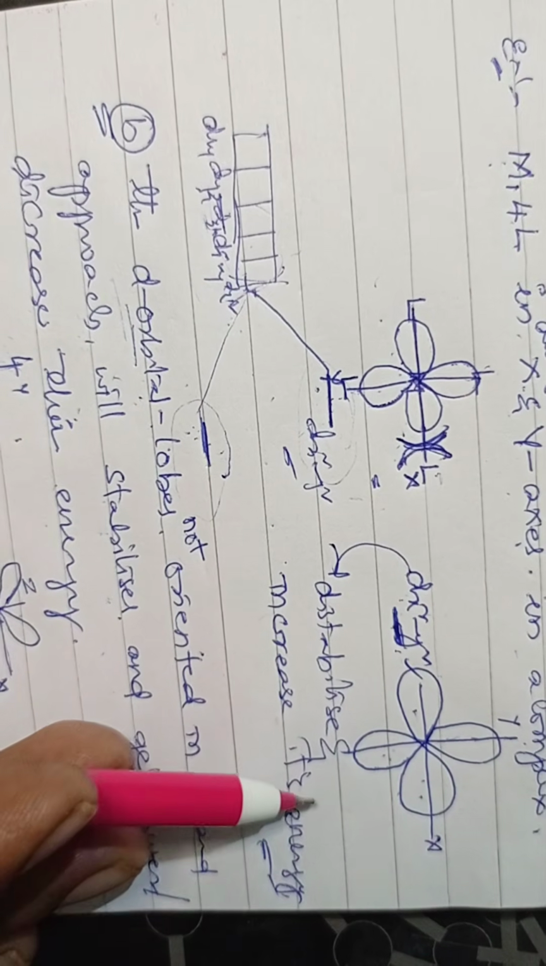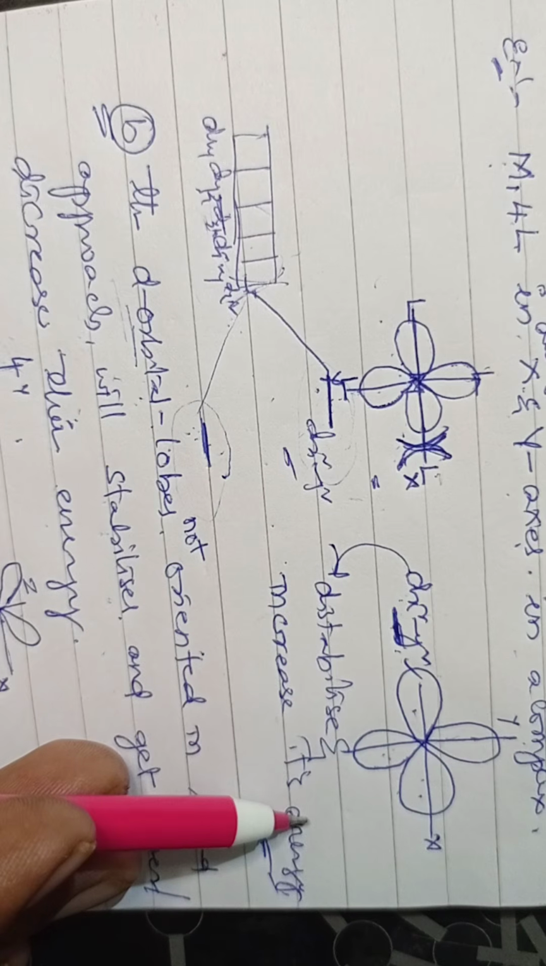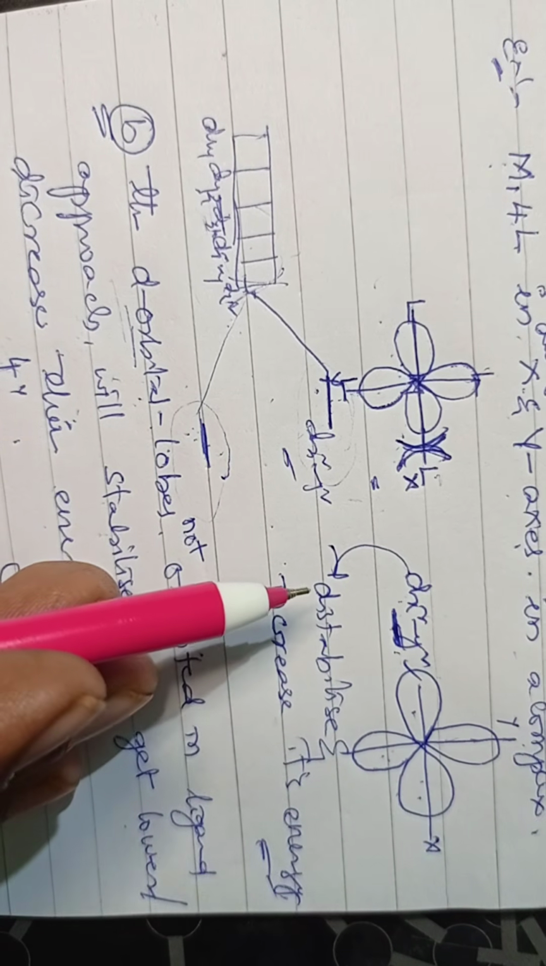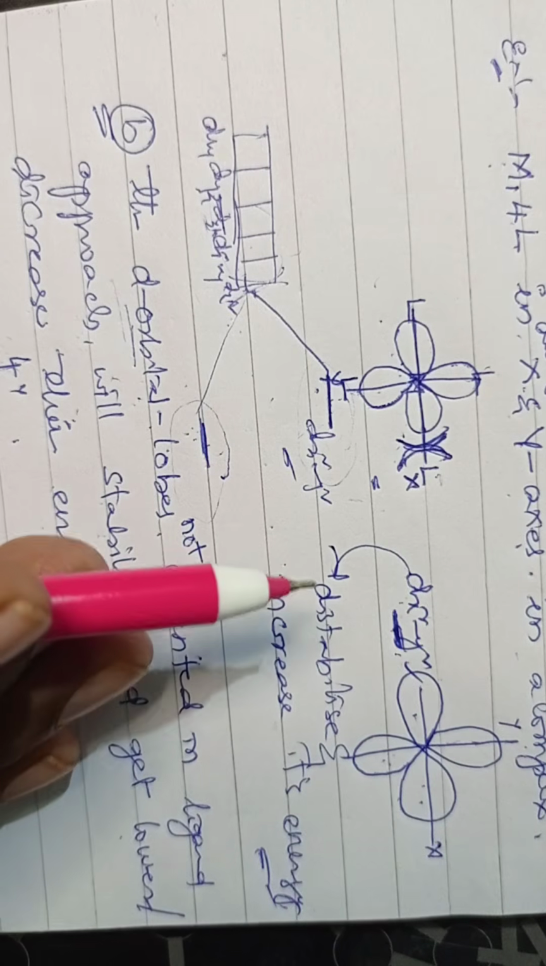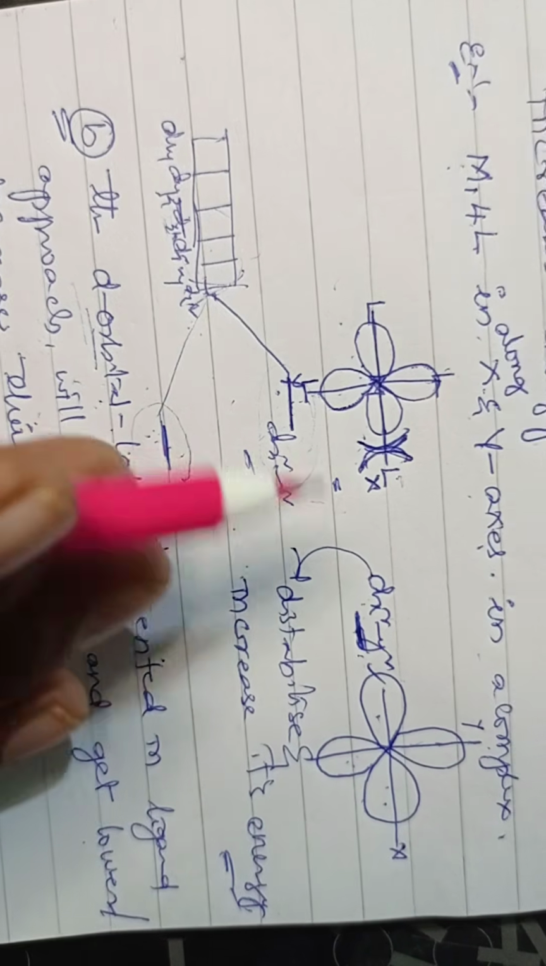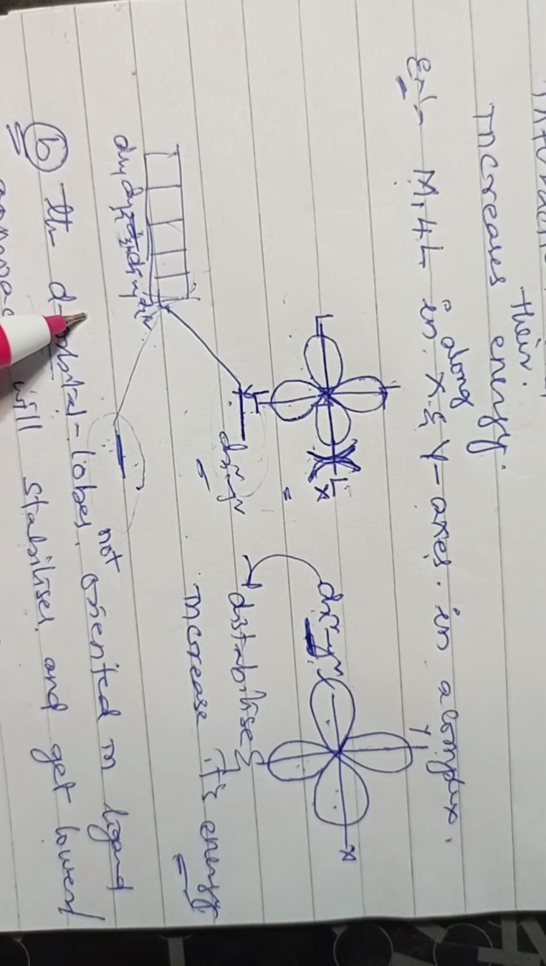So this is the crystal field theory, which describes complex bonding as ionic, and the loss of degeneracy in d orbitals of transition metal complexes.